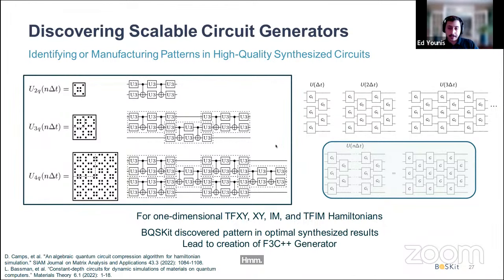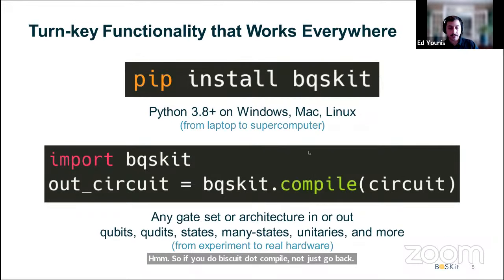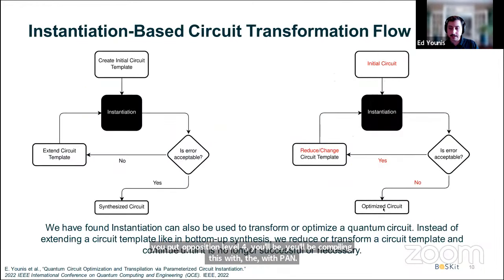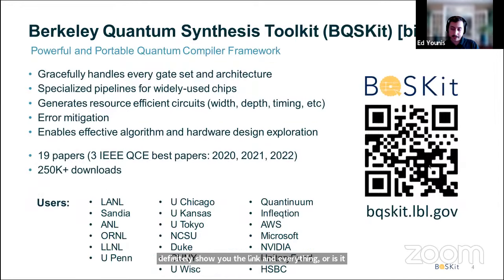So if you do BQSKit.compile, I'm actually just going to go back. You pip install BQSKit. It's a Python package. BQSKit.compile, there's a comma, optimization level equals. If you put optimization level equals 4, I know they typically go up to 3, but hey, PAM really deserves optimization level 4. If you put optimization level 4, you'll be compiling this with PAM. I'll showcase this depending on time. Definitely show you the link and everything. Where is it? Right here, bqskit.lbl.gov. You go there, you go to our GitHub page. There's a BQSKit tutorial. In the notebook, it talks about how to use BQSKit compile, the different options. It shows you examples for that. Set the optimization level to 4, you're running PAM. That's it. If you inspect the code, there's a detailed workflow there that you can mock with and play around with if you want to get really into it.